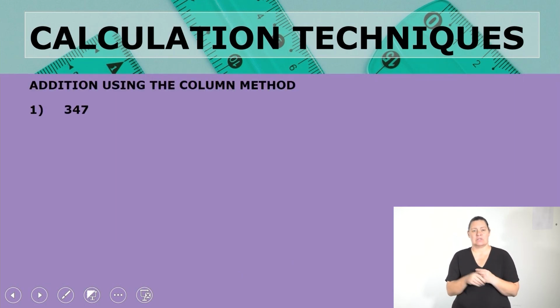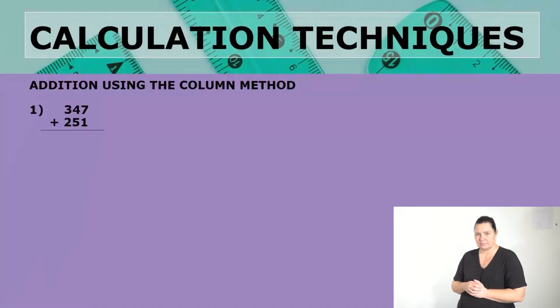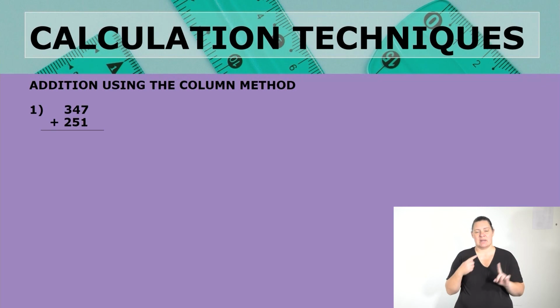Addition using the column method. We are going to start by adding 347 with 251. Using the column method, again what's important is for us to focus on each place value. So we've got the ones, the tens, and the hundreds. We are going to start with the ones. So 7 ones plus 1 is going to give us 8 ones.